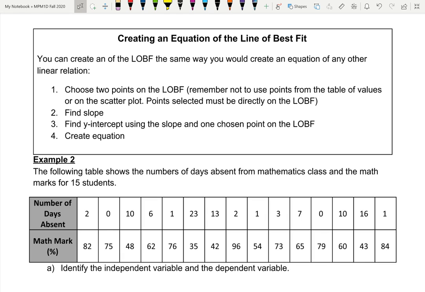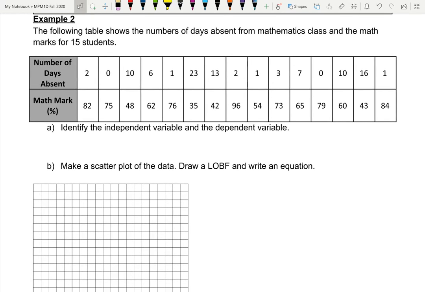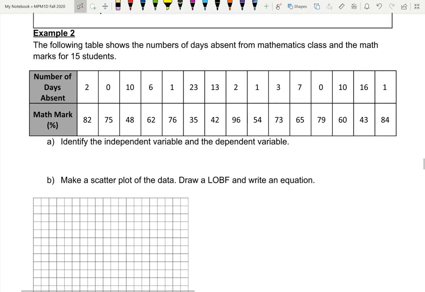Now, when creating a line of best fit, we just need to make sure that our points are on the line of best fit and not points that are not on the line of best fit. Okay, so we're going to practice creating an equation of the line of best fit here. But first, it's asking us to plot all our points on this graph, and then we'll draw a line of best fit and then create an equation of the line of best fit.